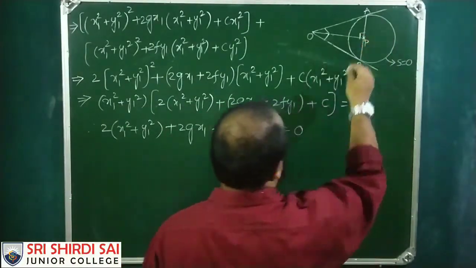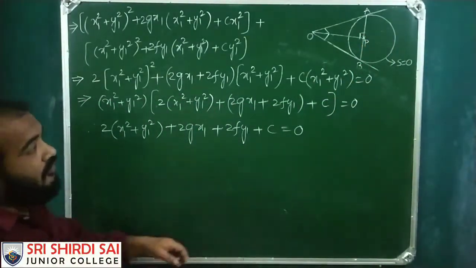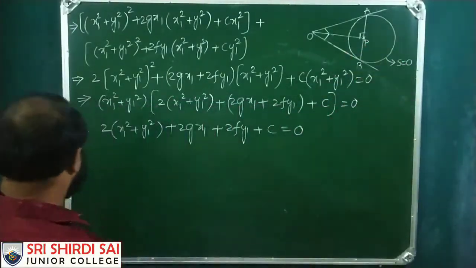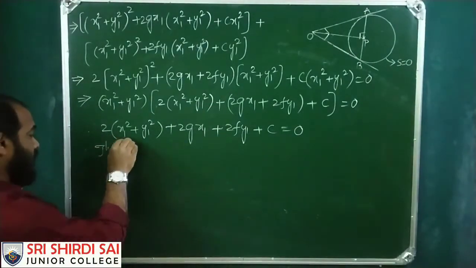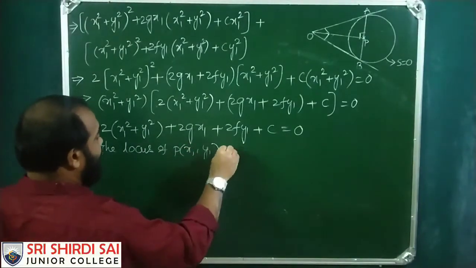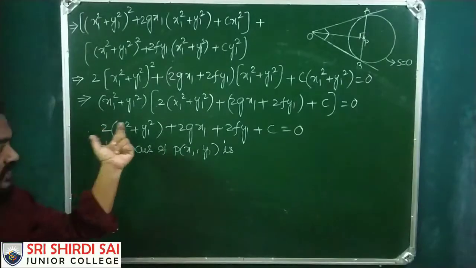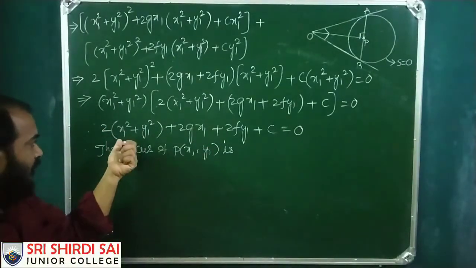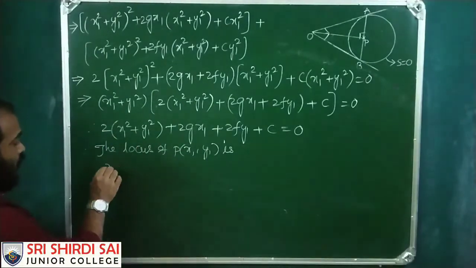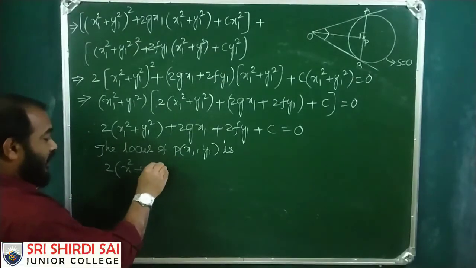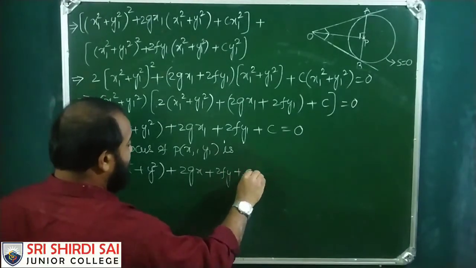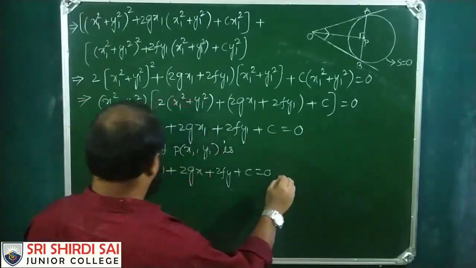So therefore the locus of P(x1, y1), since P(x1, y1) has been taken as the locus point, so its behavior in the plane is this. You have to generalize this answer. Wherever you find x1 y1, you simply replace with x y. Then 2 into (x square plus y square) plus 2gx plus 2fy plus c equals 0 is the locus of P.